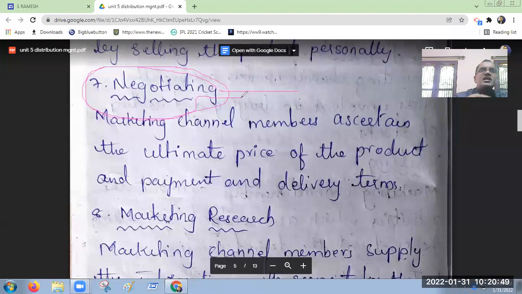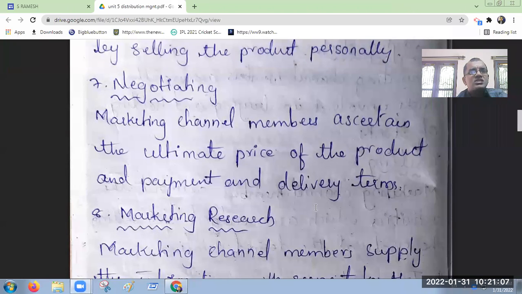Customer wants a price reduction, whereas the seller, the retailer, wants to maintain the same price. So negotiations are made possible by the channels of distribution. With the help of negotiations, different terms and conditions regarding a product, regarding a service may be modified.